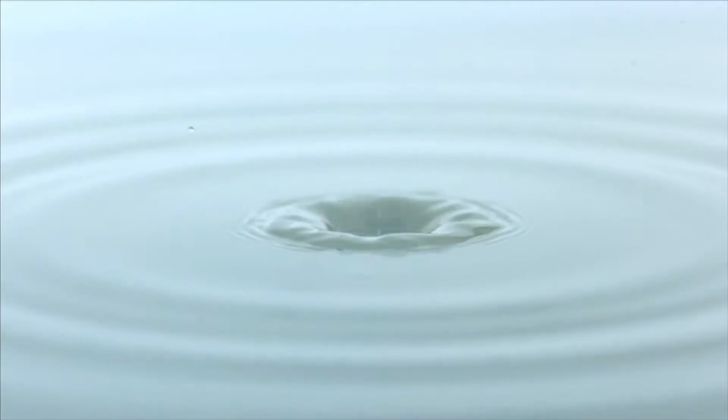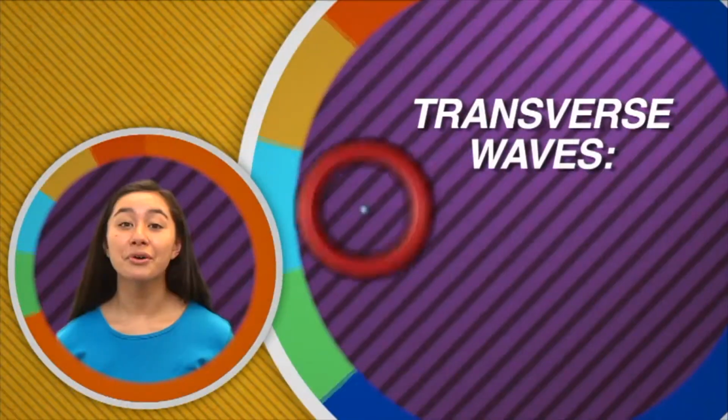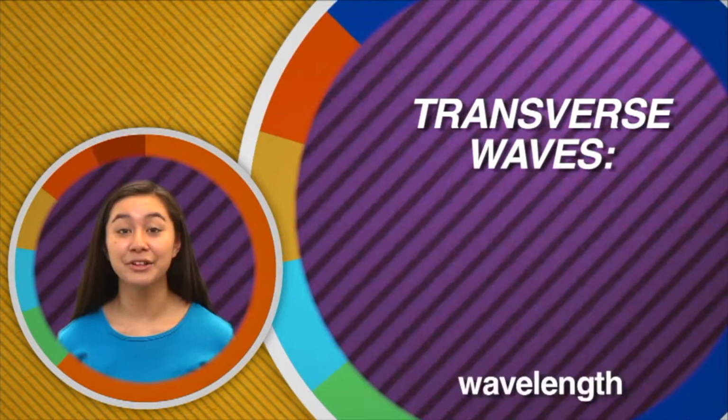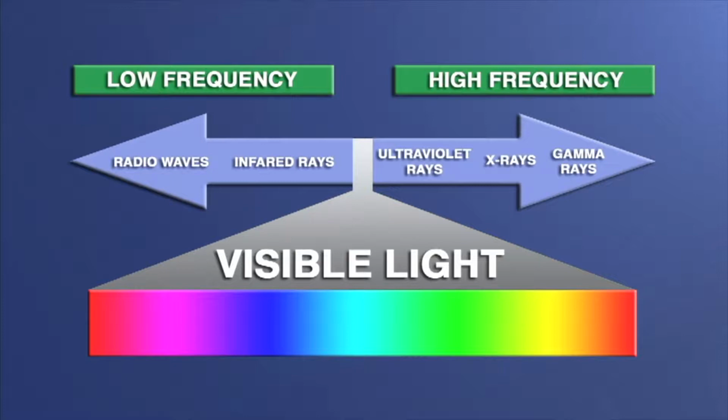Before we go any further, let's take a moment to review what you have learned so far. You know that light is actually a visible form of energy, and that light travels in waves called transverse waves. Those waves have special properties that include wavelength, amplitude, and frequency. You also learned that light waves don't require a medium in order to travel, and you learned that light is part of the electromagnetic spectrum.